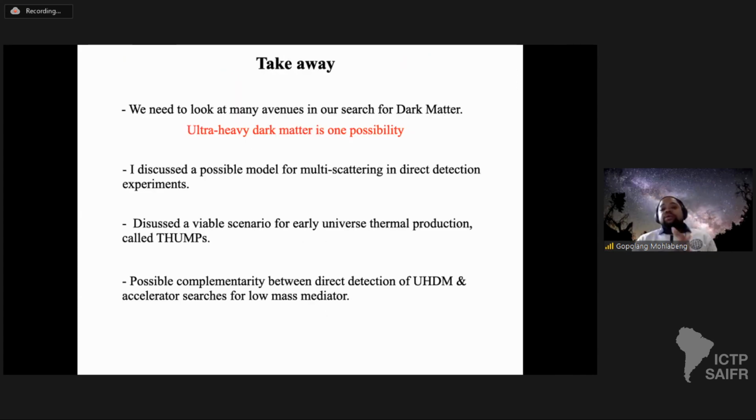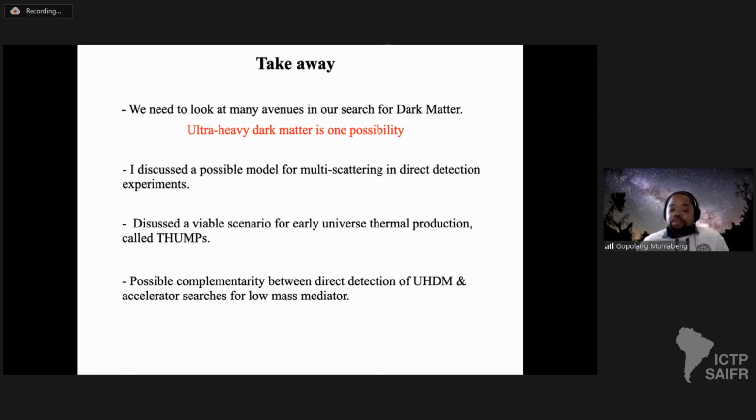And so the takeaway here is that since we don't know what dark matter is, there are many avenues that we need to look at. I would say we really need to look at as many avenues as possible. And so discussions like these, where we have many great ideas and can talk about dark matter, I think are a wonderful thing, where we learn from each other.